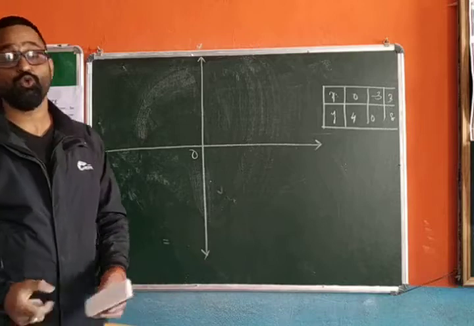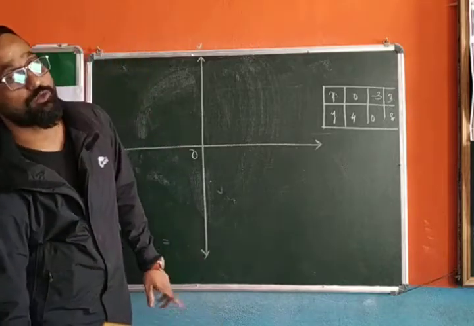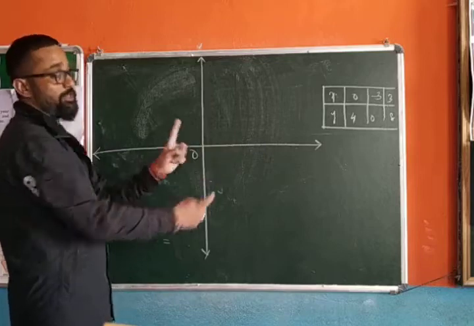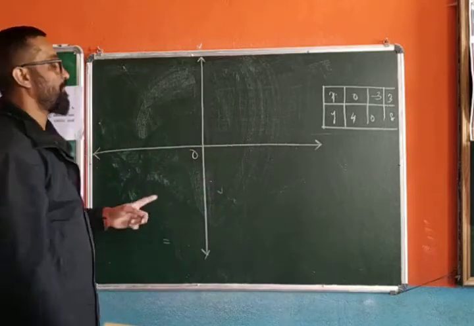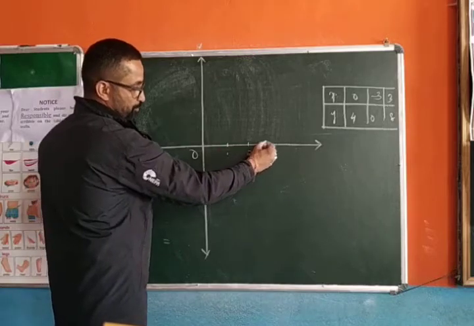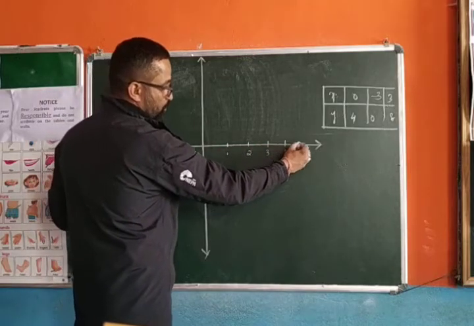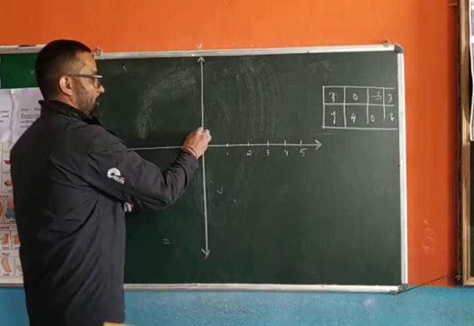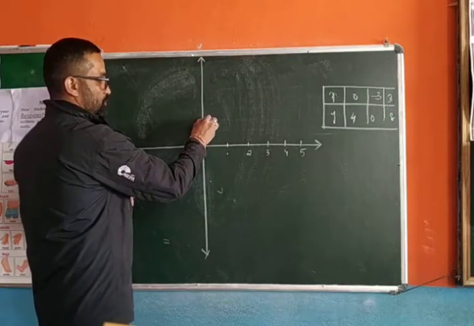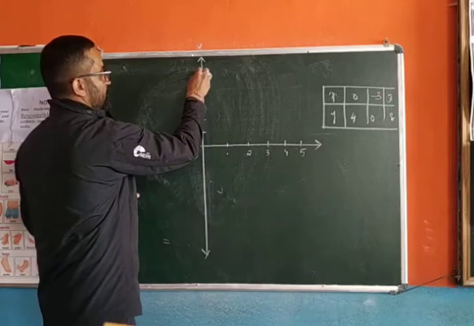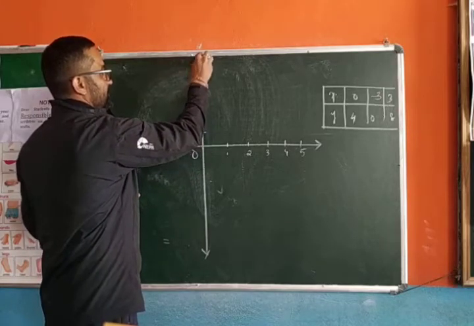Question says to use 2 centimeter equals 1 unit. 10 small divisions is 2 centimeter. Or you can use a ruler. 1, 2, 3, 4, 5. 1, 2, 3, 4, 5, 6, 7, 8.